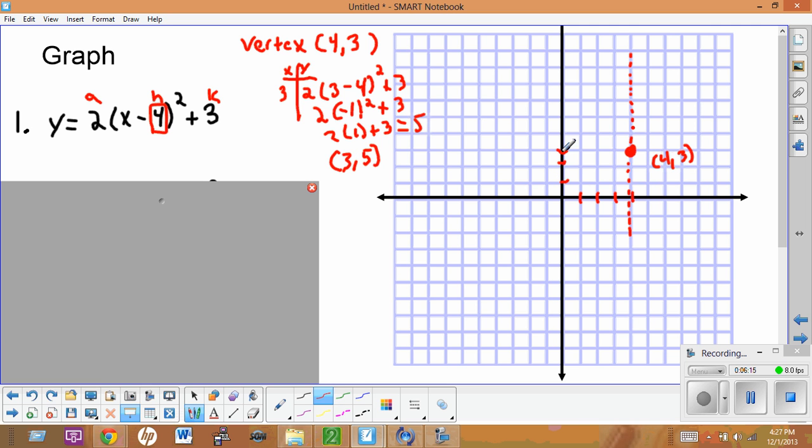So 1, 2, 3, 4, 5. So x is 3, y is 5. There's our second point. Now symmetry says we have another point the same distance at the same height, so it would be over here, and connect our dots. We now have a graph simply by looking at the vertex. So let's take a look at example number 2.